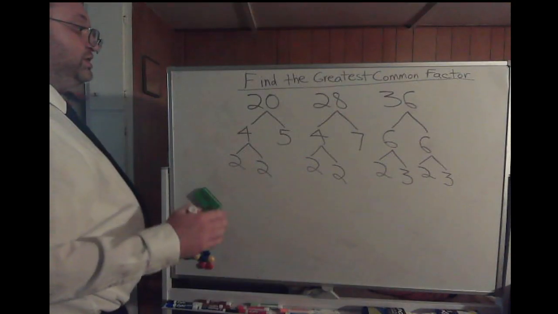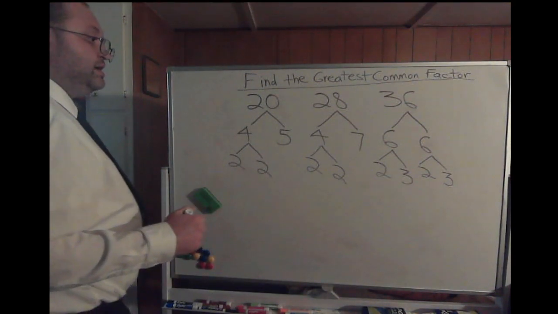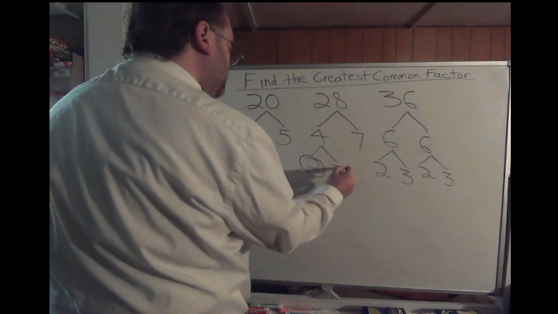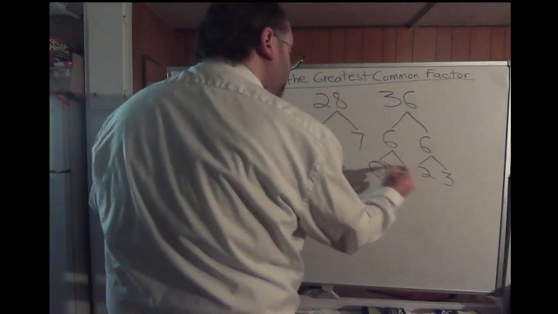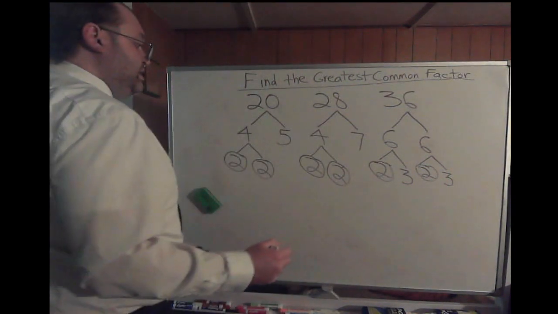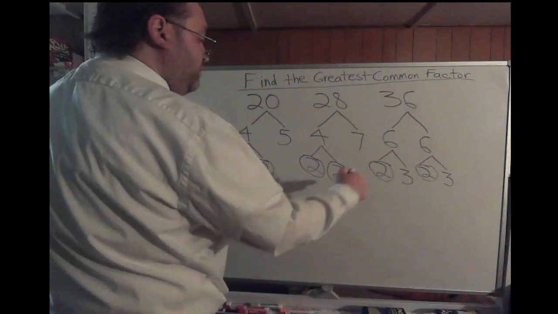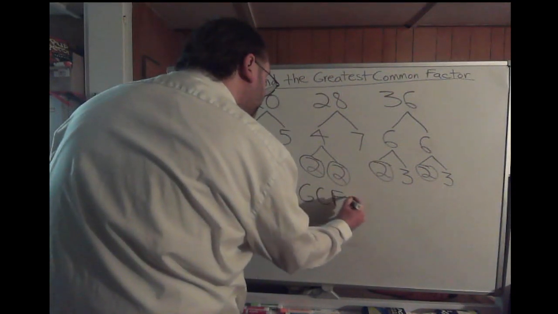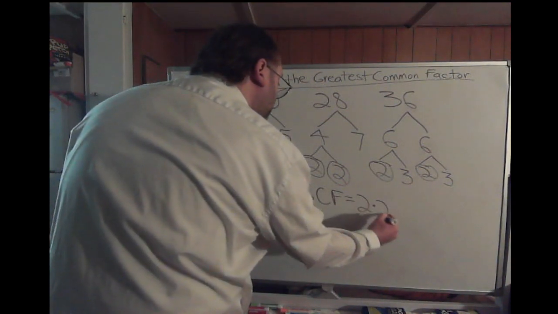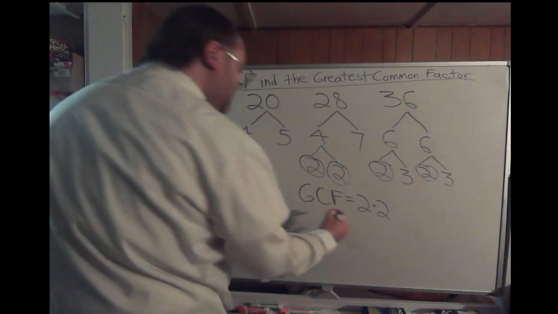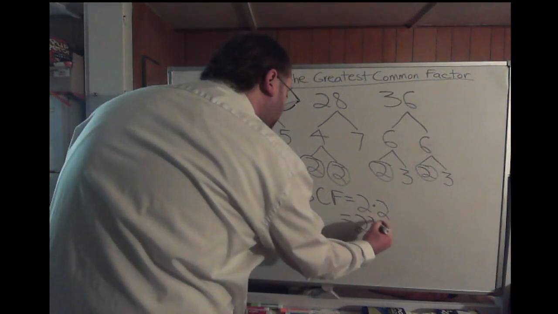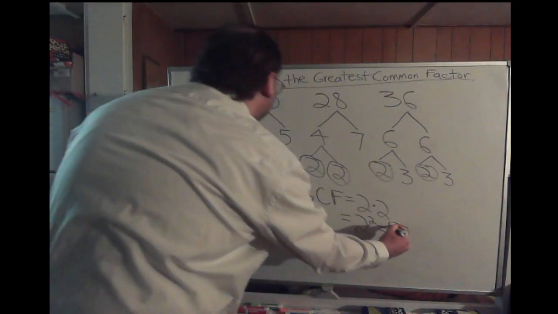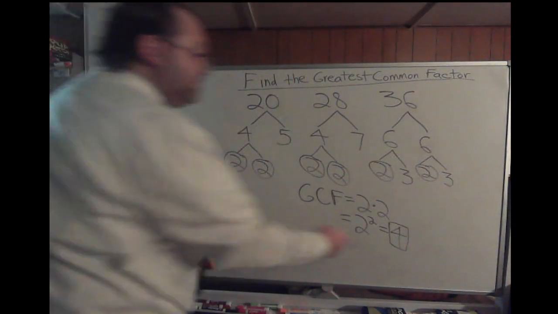Now let's go through, start looking for what they have in common. They definitely seem to have two 2's in common. They don't have a 5 or a 7 or 3's in common. So all they have in common, your greatest common factor, is going to be equal to 2 times 2. So it's 2 times 2 on each one, which would happen to mean that that's 2 squared, which would happen to mean it's 4. So the greatest common factor of 20, 28, and 36 would be 4.